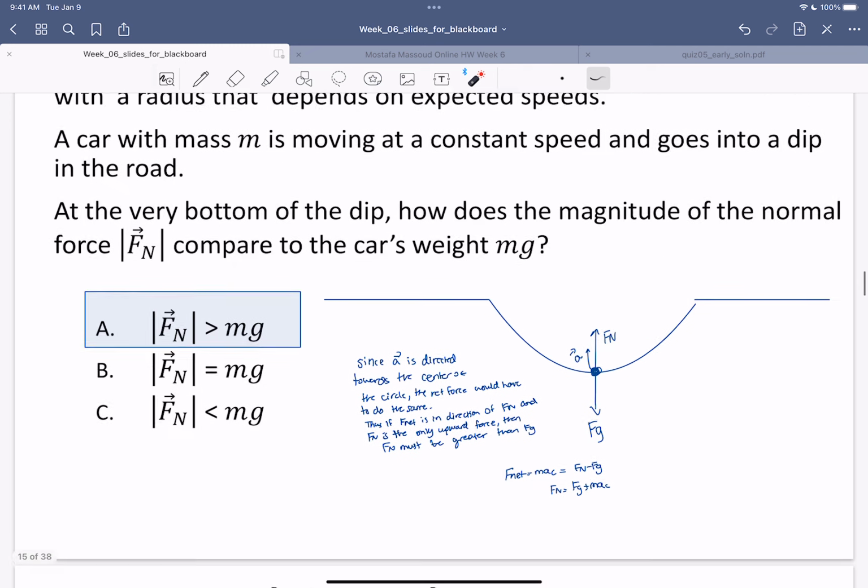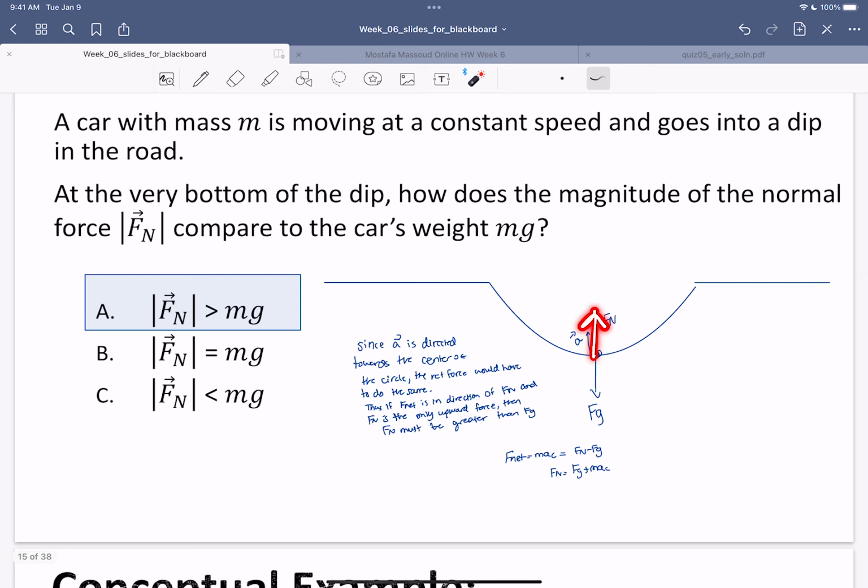And at the very bottom of the dip, how does the magnitude of the normal force compare to the car's weight, mg? Well, we know that normal force is acting upwards here, because this is the surface of contact. Normal force is pointing upwards, gravity is pointing downwards. So if we were to set up an F net, and like I said, that's going to be our centripetal force, then we have Fn minus Fg.